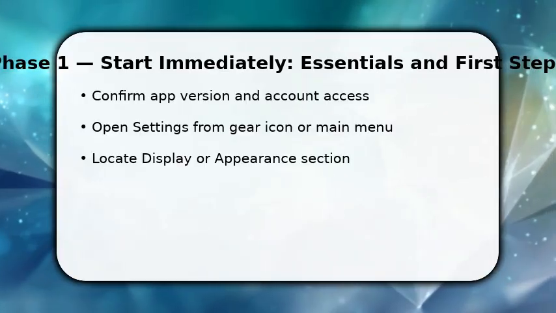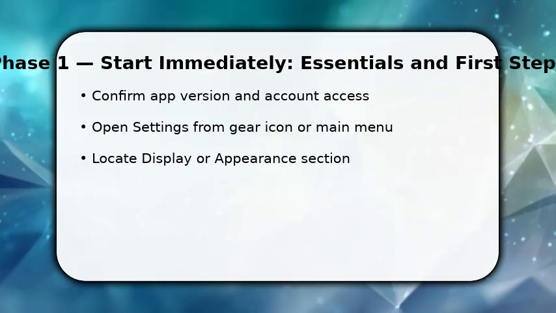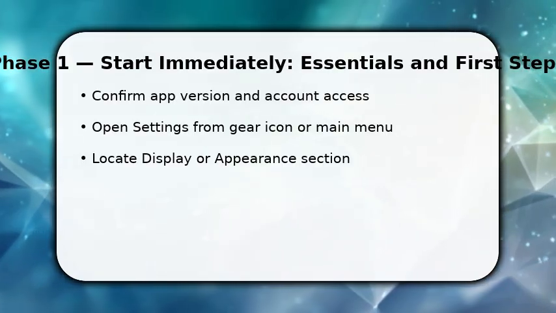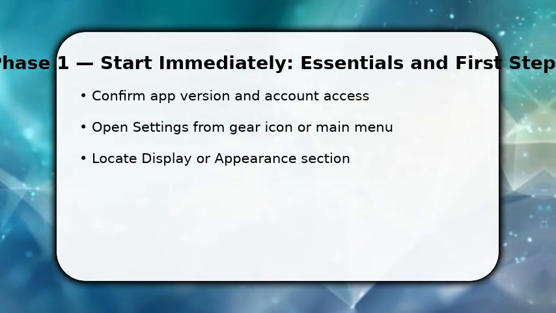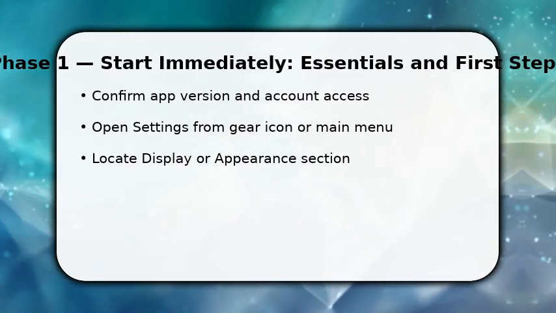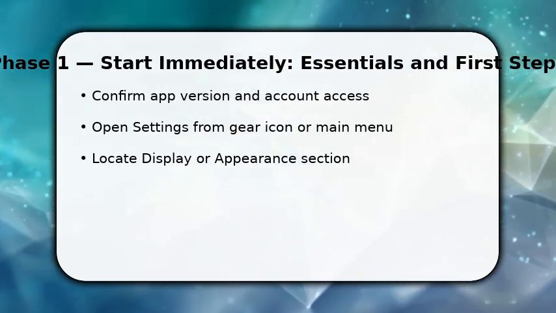You start now by confirming you have the correct app version and sign in. This prevents hidden options from missing. Open settings from the gear icon or the main menu, then navigate to display or appearance.